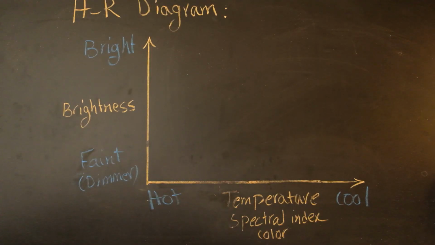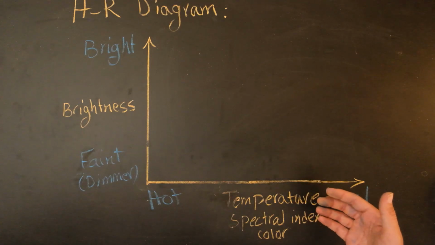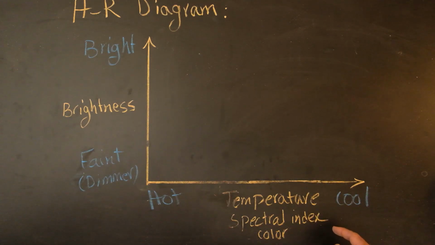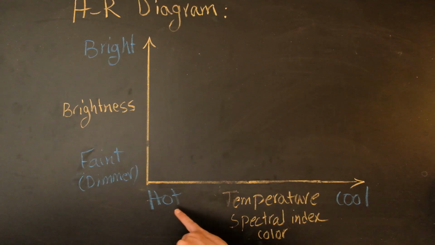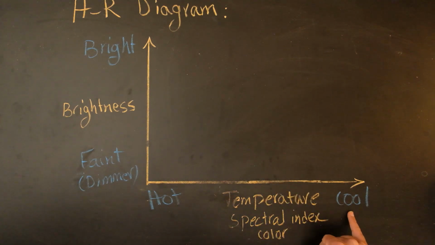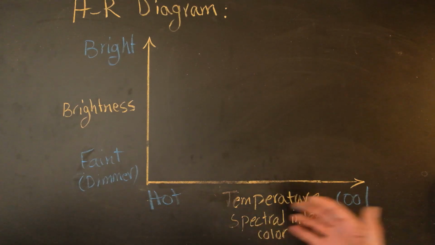Let's talk about the HR diagram. The HR diagram is a way to measure brightness and temperature for different stars. For the x-axis, we have temperature, sometimes you see spectral index or color index, they have the same meaning. What you need to know is, for temperature, we go backward again. This is hotter and this is cooler.